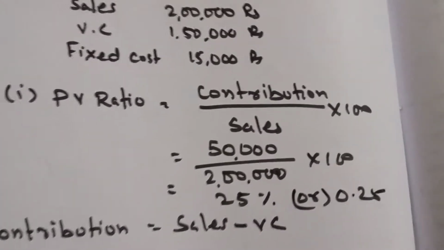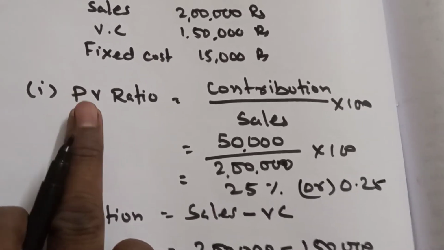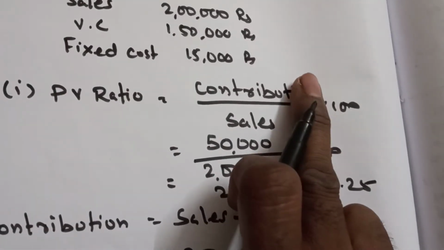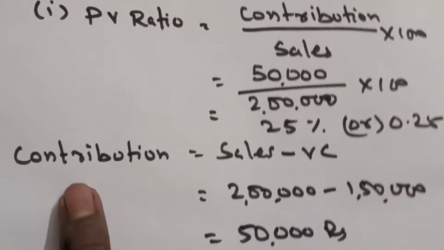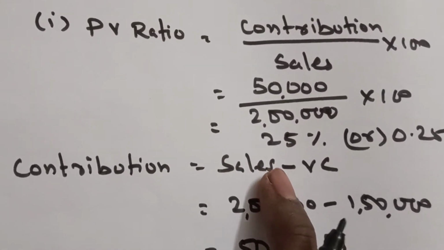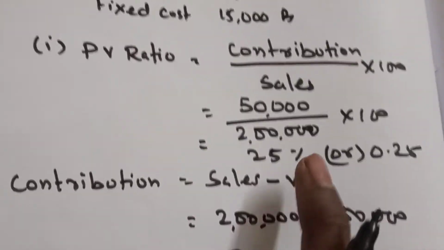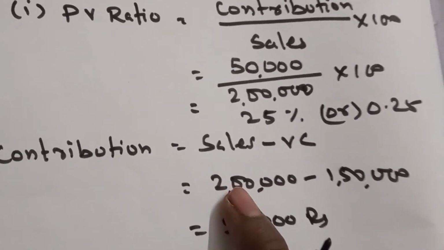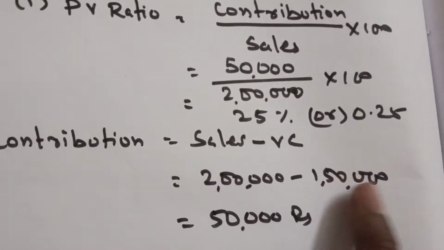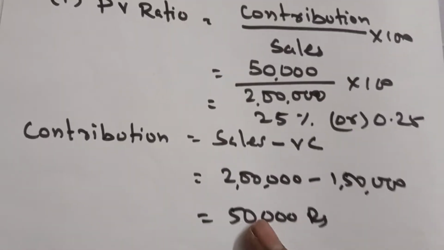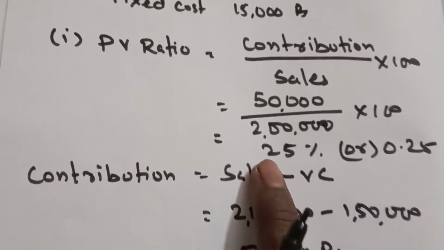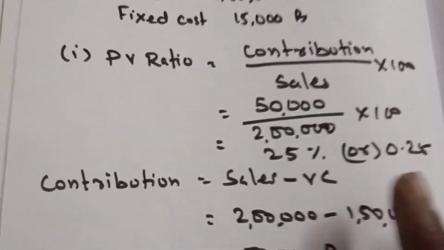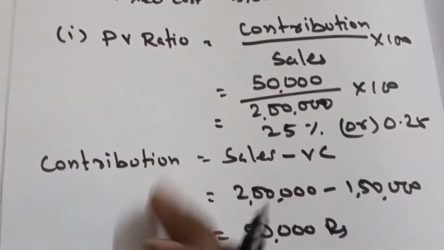So what is the formula of PV ratio? PV ratio formula is contribution by sales into 100. Contribution means sales minus variable cost. Sales is 2 lakhs minus 1,50,000, so contribution is 50,000. Contribution by sales into 100, so we'll get 25%, or we can write 0.25. So this is how to calculate PV ratio.